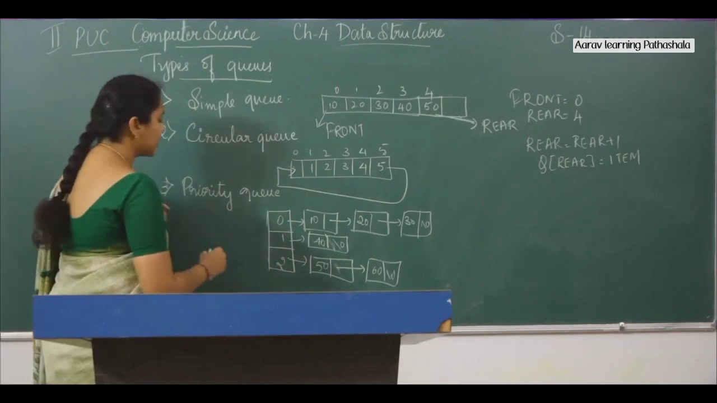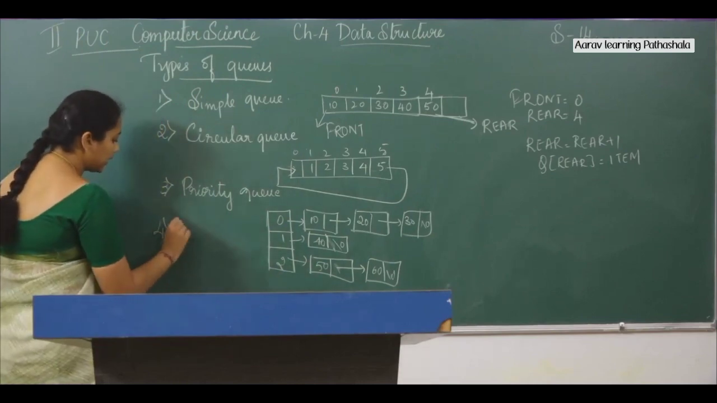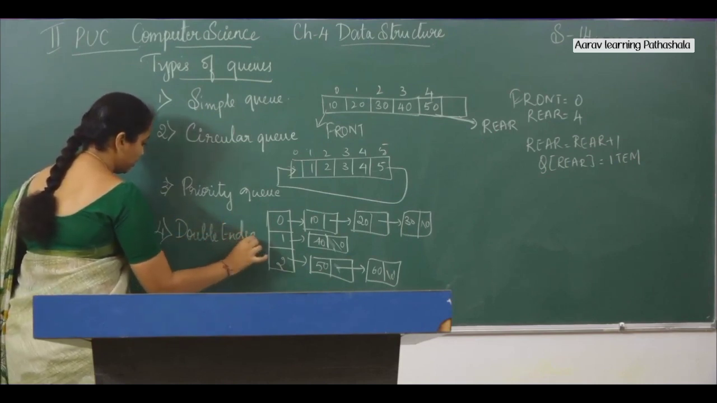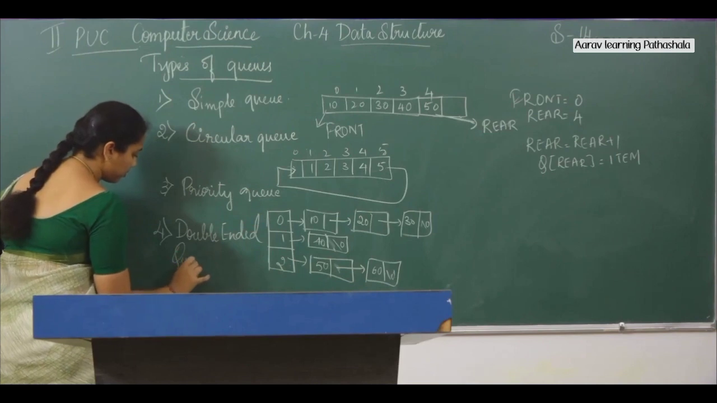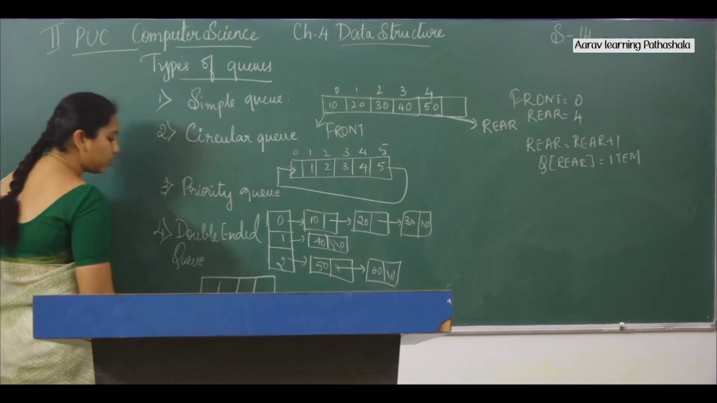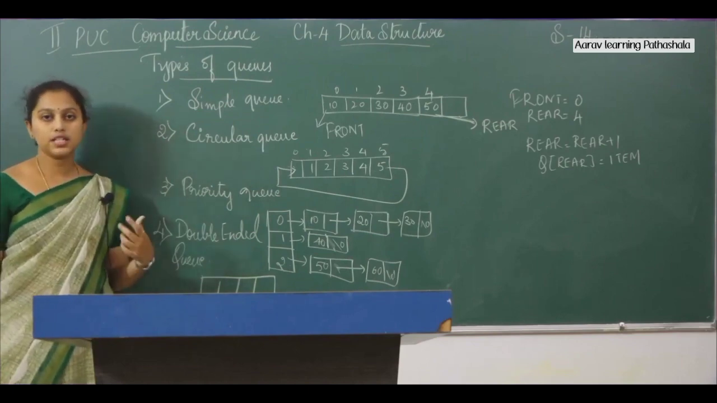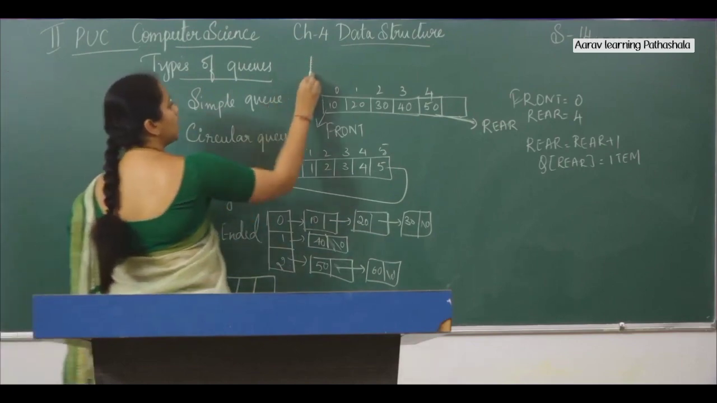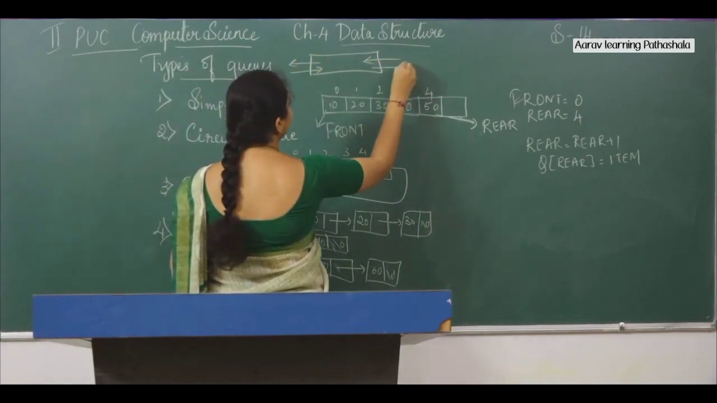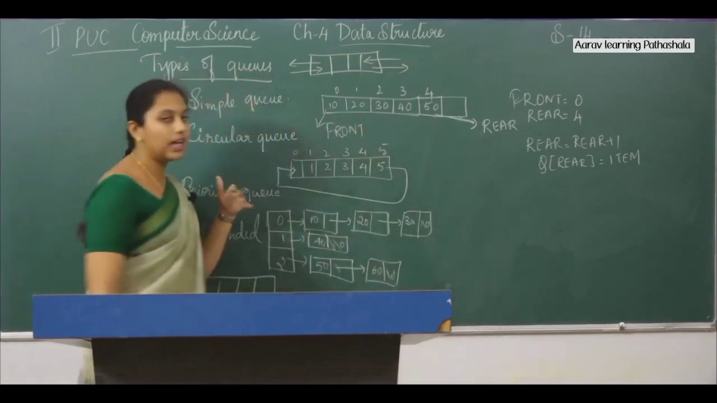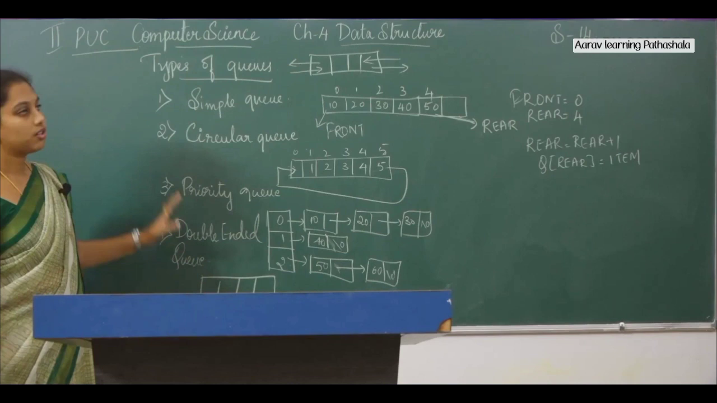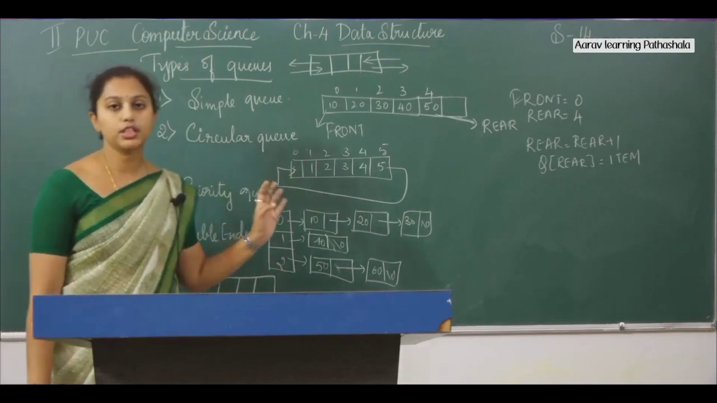Next type of queue is double-ended queue. This is a queue where insertion and deletion of an item takes place at both the ends. So these are all the 4 types of queues.